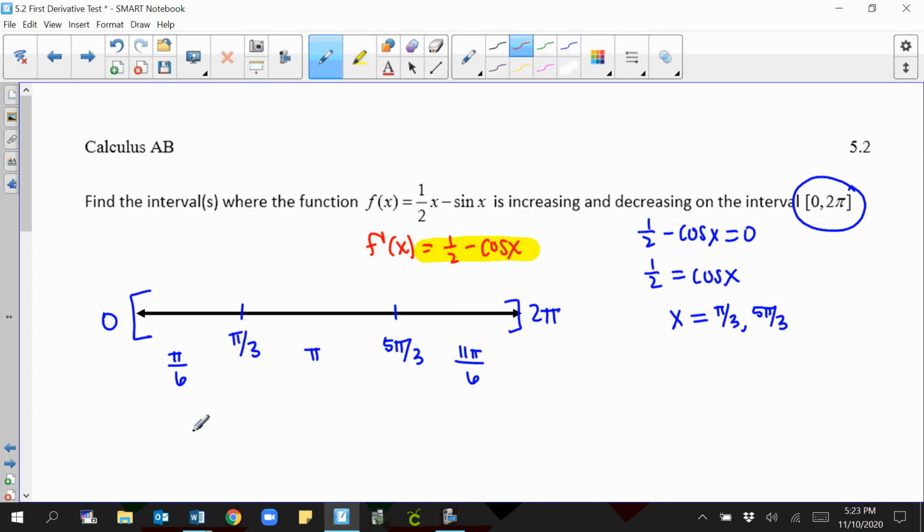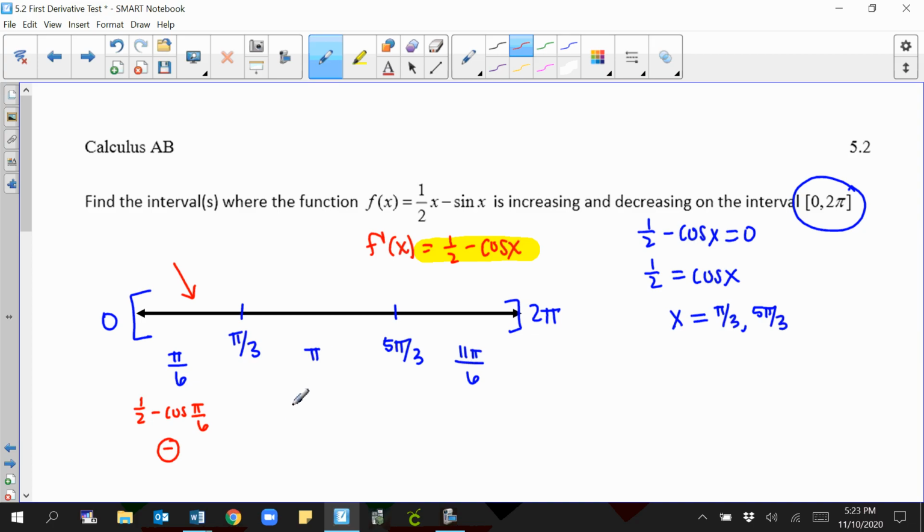So if I plug in pi over 6, that means I'm looking at 1/2 minus the cosine of pi over 6, which, if we are looking at our unit circle, is square root of 3 over 2. And the square root of 3 over 2, if you look at it as a decimal, is like 0.866 something, which is bigger than 0.5, so this is going to be negative, which means we are decreasing here.